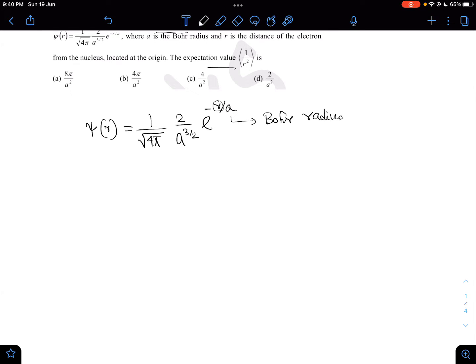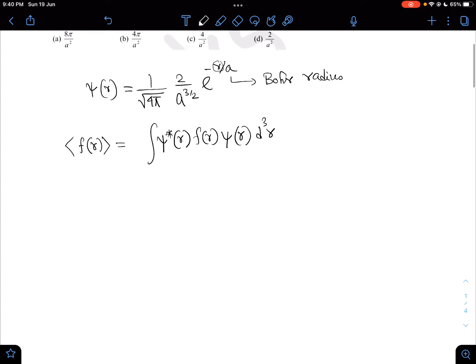So what is the expectation value of any function of r? The expectation value will be the integral of psi star of r, f of r, psi of r, and here we will have d cube r. In spherical coordinates, d cube r is expressed as r square sine theta dr d theta d phi. And here our f of r is 1 by r square.